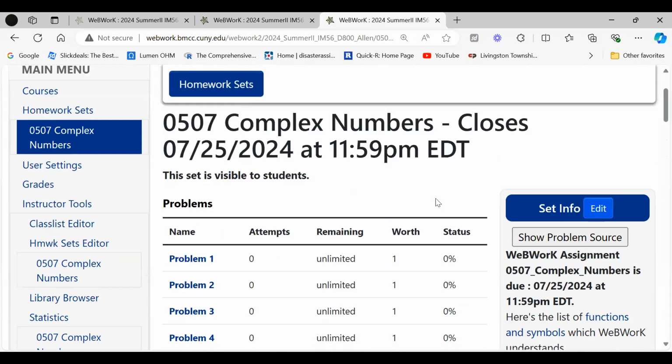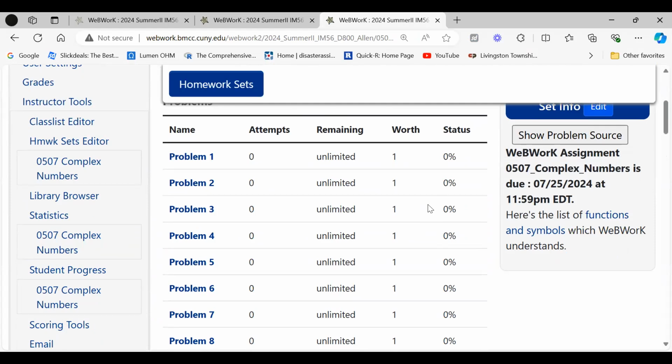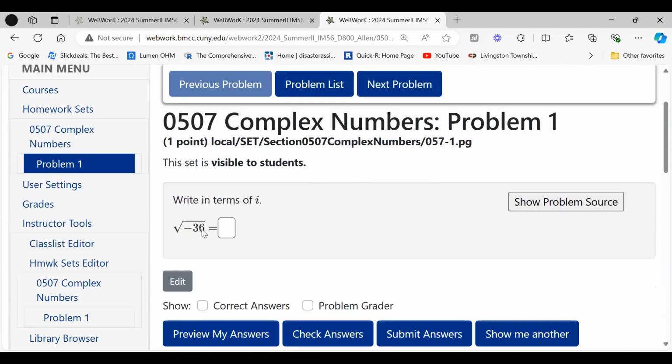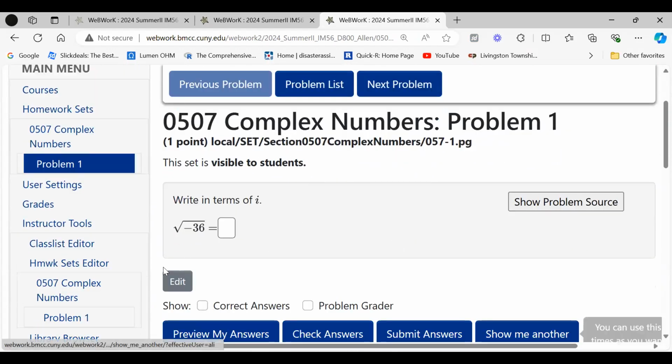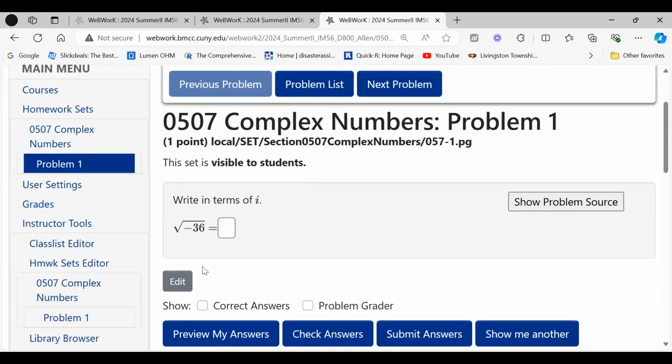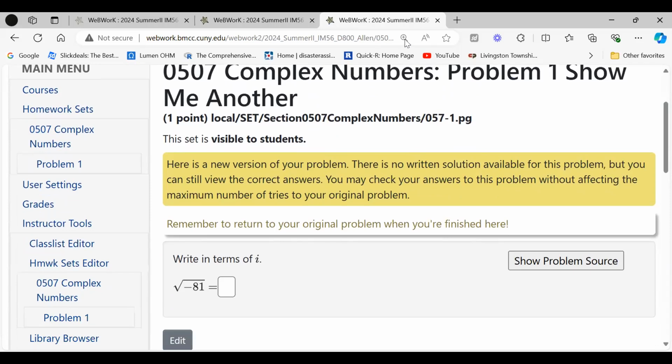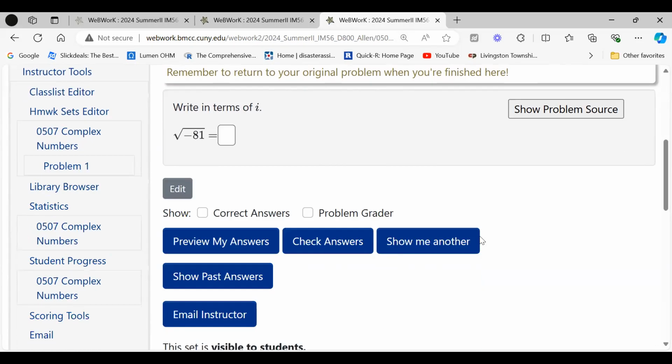We do have some operations, and I will talk about that in a second. Let's start with problem 1 here. This is a typical application of complex numbers. Let me show you how to handle this. Typically, anytime you see a square root of a negative number, I'm going to first of all rewrite it.